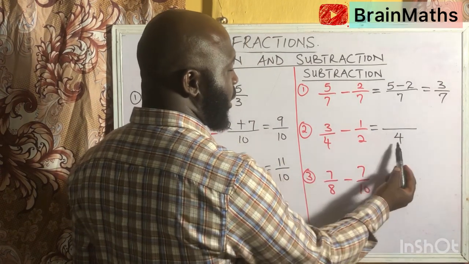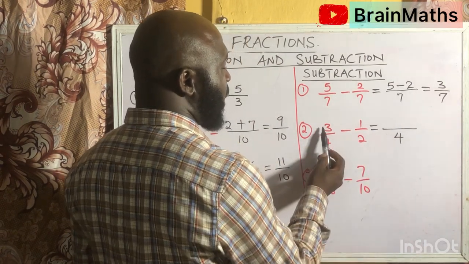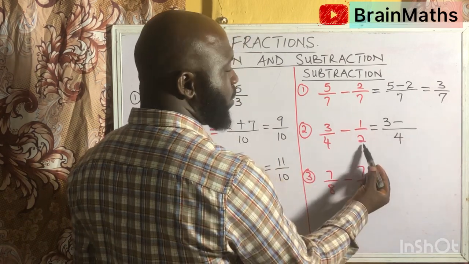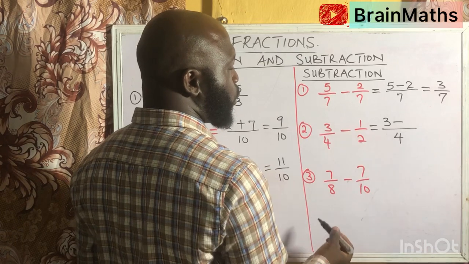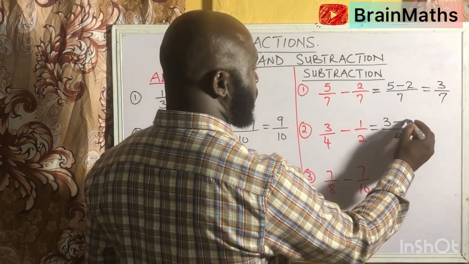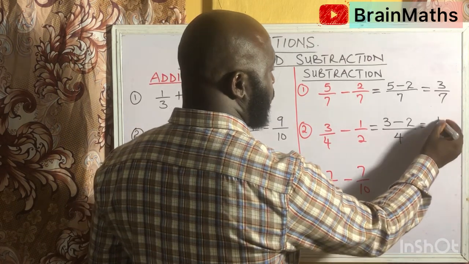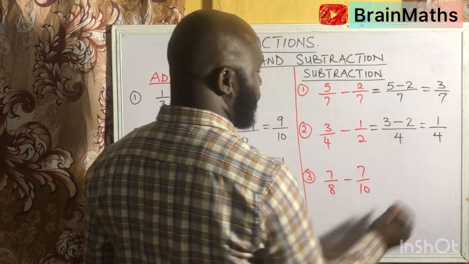How many 4 can we get in 4? 1. 1 times 3, 3, minus, how many 2 can we get in 4? 2. 2 times 1, 2. 3 minus 2 will give us 1 over 4.